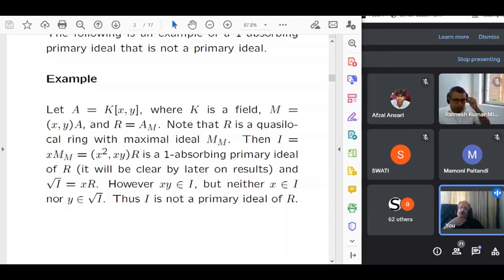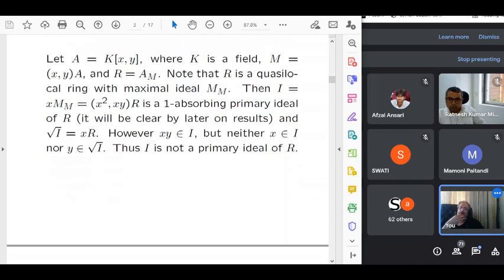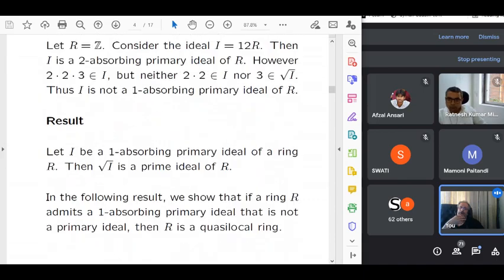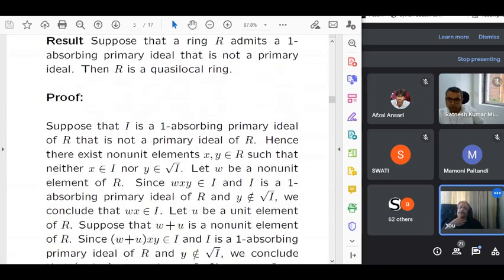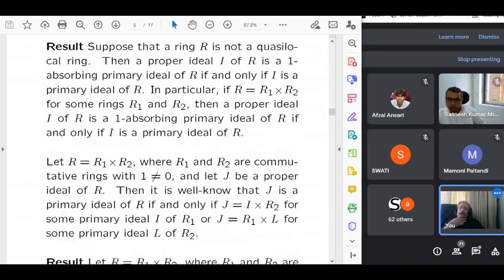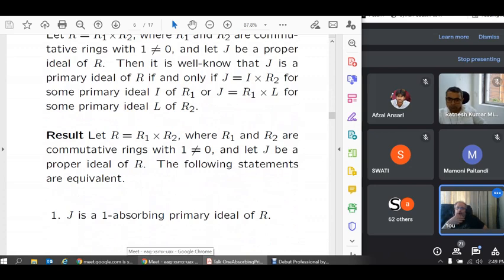So how did I form one absorbing primary? I took the maximal ideal, as you see, M localized at M, and I multiplied it with x. So by the theorem, you don't have to check multiplication of elements and show it. That will be a long calculation. But by the theorem, you are convinced now that this ideal will be one absorbing primary that is not primary. Okay, so what can we do next?